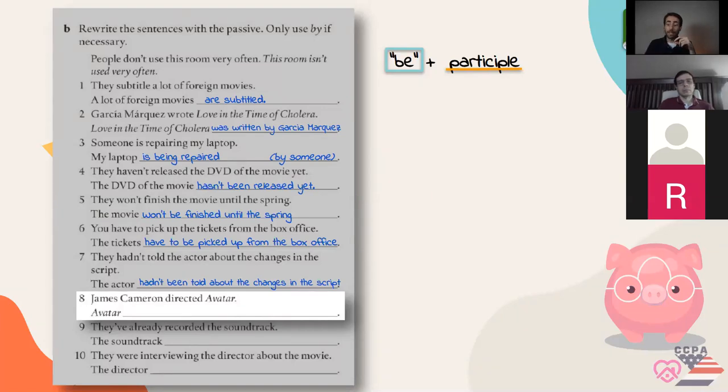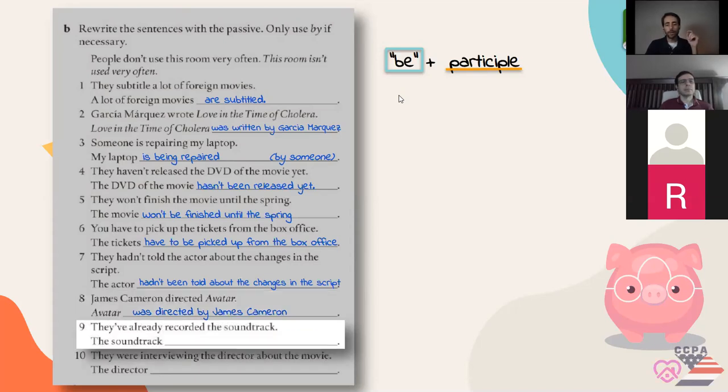Exactly. Was directed by. We typically see directed by Fulanito, right? Avatar was directed by James Cameron. Awesome. Then we go with number 9. They've already recorded the soundtrack. Present perfect this time. They've already recorded. Use already in your new version.